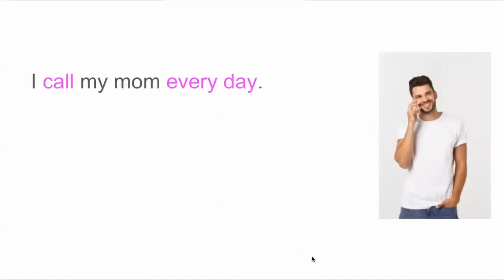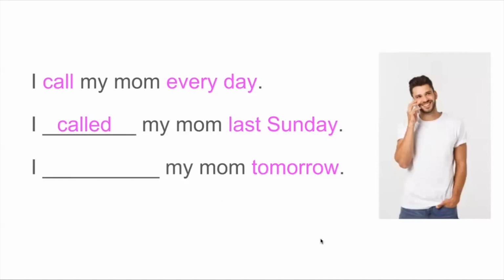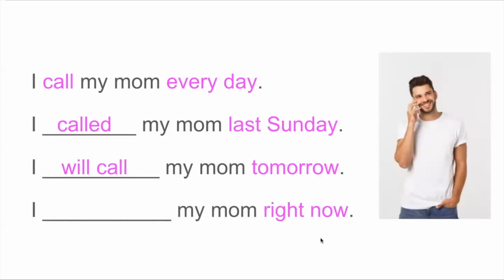So another example, I call my mom every day. I'm talking about a habit, simple present. Last Sunday, I'm talking about the past. I called my mom last Sunday. Tomorrow, I'm talking about the future. I will call my mom tomorrow. And right now, talking about this moment, I need the progressive. I am calling my mom right now.